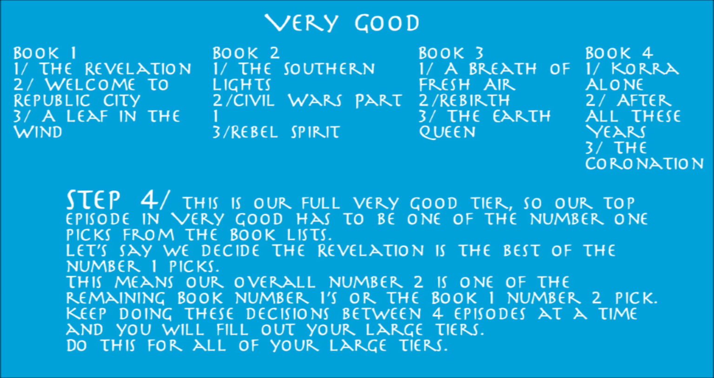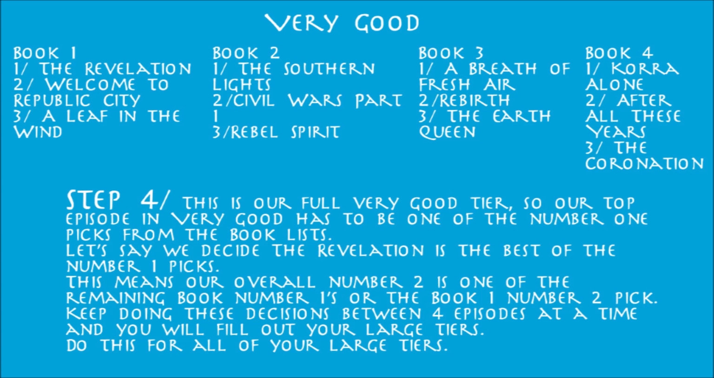In this example, I just said that let's decide that the revelation from book 1 is our favorite of those number 1 picks. Then to decide the overall number 2 on the list, it means that it has to either be the book 2 number 1 pick, the book 3 number 1 pick, or the book 4 number 1 pick, or the number 2 pick from book 1, because you might rate potentially all of the book 1 episodes above the book 2, 3, and 4 on your list. That's the way it works.